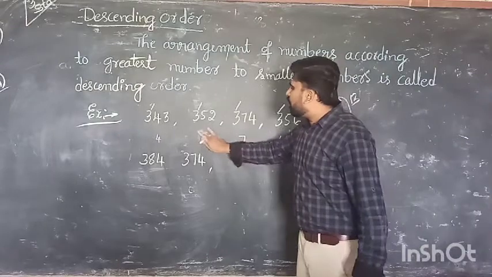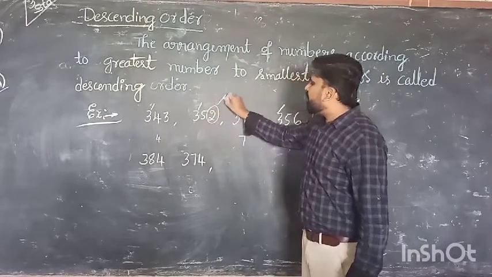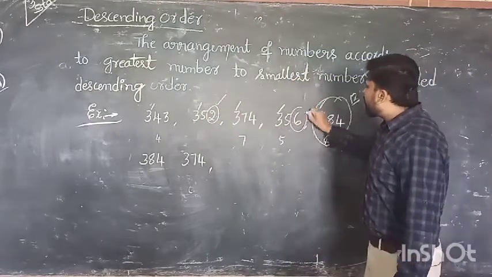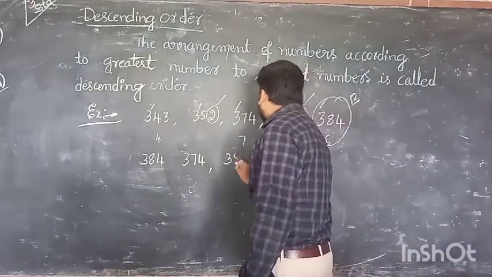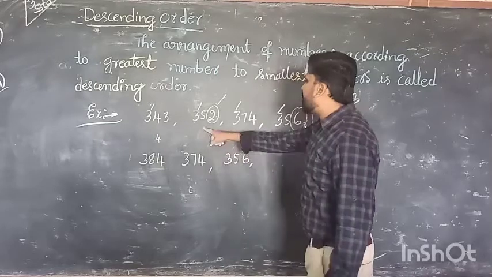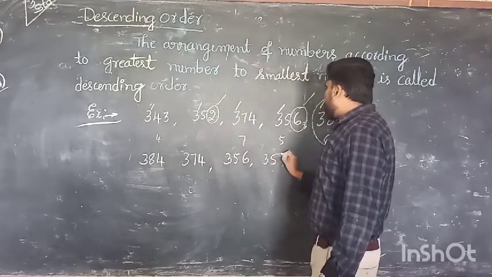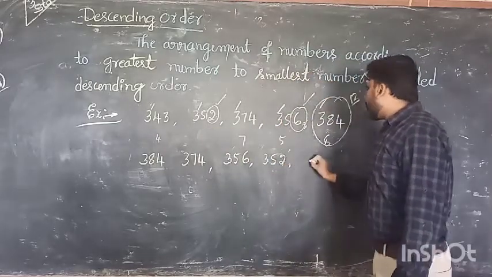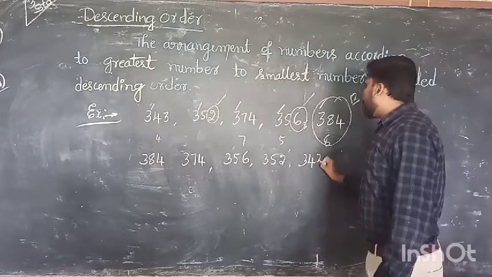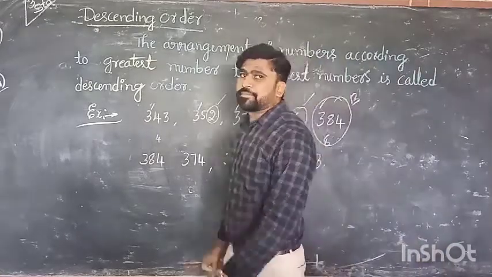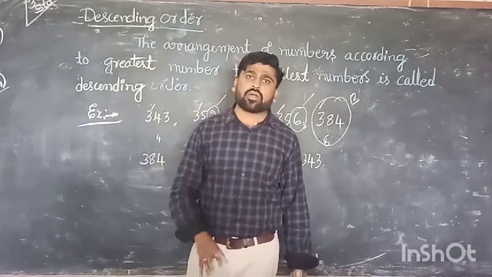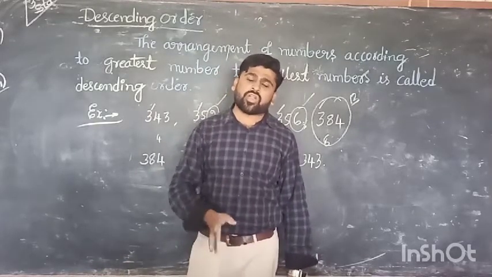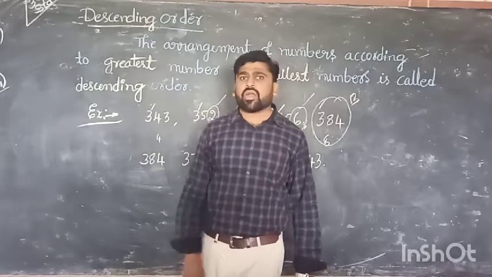Now come to the ones place. It is 2. Ones place, it is 6. That means it is the big number. It comes third place: 356. Afterwards 352. And last one 343. Clear? Like that you have to arrange the numbers in descending order. Another one is ascending order.